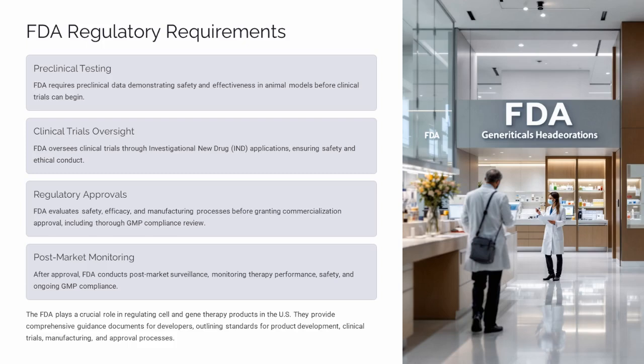FDA plays a crucial role in regulating cell and gene therapy products in the U.S. They provide comprehensive guidance documents for developers, outlining standards for product development, clinical trials, manufacturing, and approval processes. Preclinical testing requires demonstrating safety and effectiveness in animal models before clinical trials can begin. Clinical trials oversight ensures safety and efficacy through investigational new drug applications. Regulatory approvals involve safety, efficacy, and manufacturing processes before granting commercialization approval. Post-market monitoring ensures ongoing safety and effectiveness of therapies after approval.